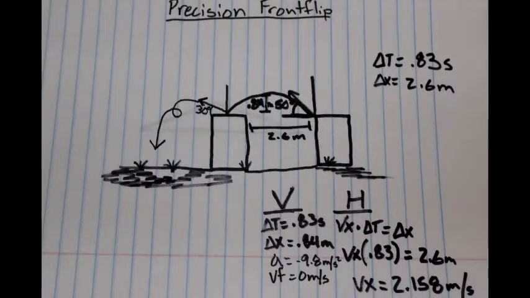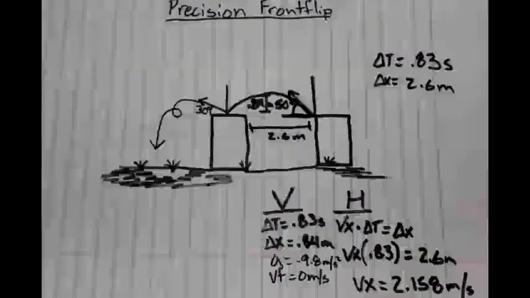Chase jumped with a horizontal component of about 2.2 meters per second and a vertical component of about 1.6. He then continued his momentum forward while throwing at about a 30-degree angle for the front flip.